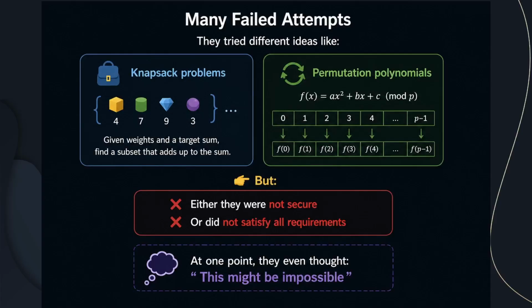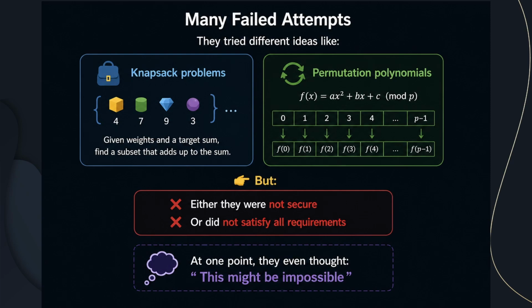Many attempts failed. They tried different ideas like the knapsack problem and permutation polynomials. They also explored abstract algebra and number theory. Abstract algebra basically studies mathematical structures like groups and rings, which are used to design and realize cryptographic systems. Number theory deals with properties of numbers, especially prime numbers. It is the most important foundation of RSA.